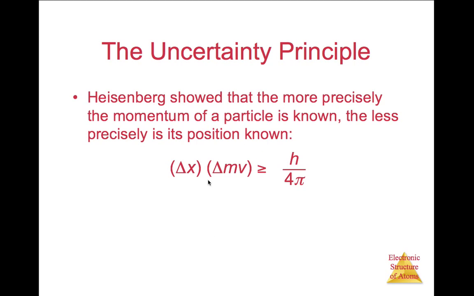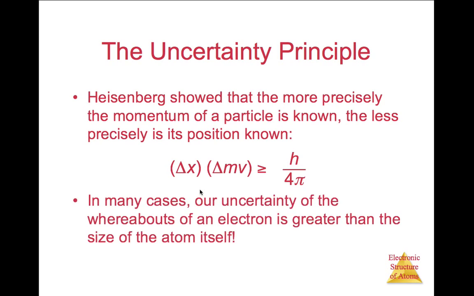And Heisenberg showed that the momentum, which is the mass and the velocity or the speed of a particle, if that is known, the less precisely the precision is known of where its position is. Or conversely, if you know its position, you cannot know its momentum very well. In many cases, our uncertainty of the whereabouts of an electron is greater than the size of the atom itself. And so the uncertainty principle is important because it said, we're not really sure where the electron is, but we can probably tell you an area or a volume where it might be.